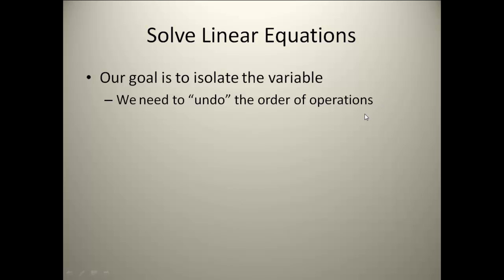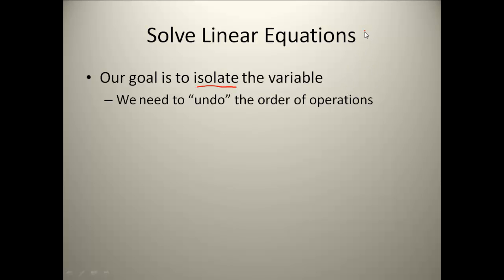Okay, when we solve linear equations, our goal is to isolate the variable. Now when I use this word isolate, I mean to get it completely by itself, so it is all alone on one side of the equal sign. Now it doesn't matter if it's on the right side of the equal sign or on the left side. All that matters is that the variable is completely by itself. And in order to have this happen, we need to undo the order of operations.